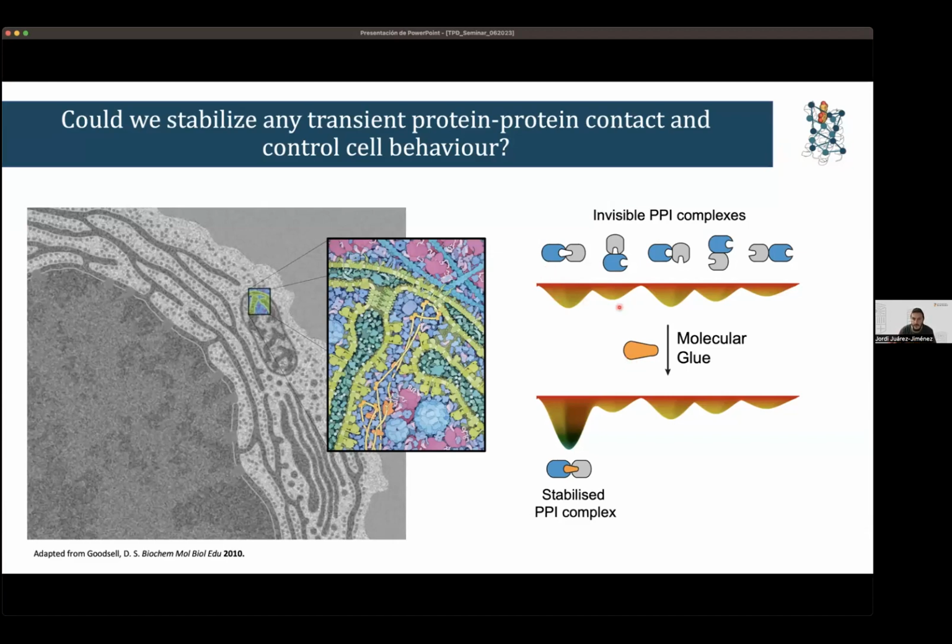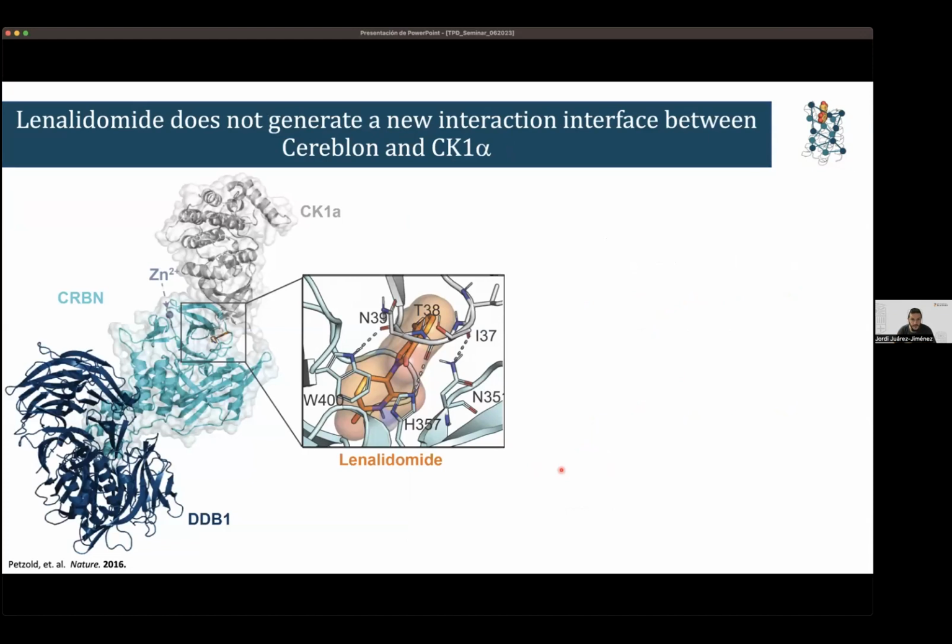you can imagine this as a very rough free energy surface with a lot of very shallow local minima. And then when you introduce the molecular glue, you get one minimum that gets stabilized, and suddenly that ternary complex is observable by experimental techniques. And to me, this poses the very intriguing possibility that if we can understand how this process is happening, we can exploit it for designing new molecules and new strategies, right? And that's what we're trying to understand.